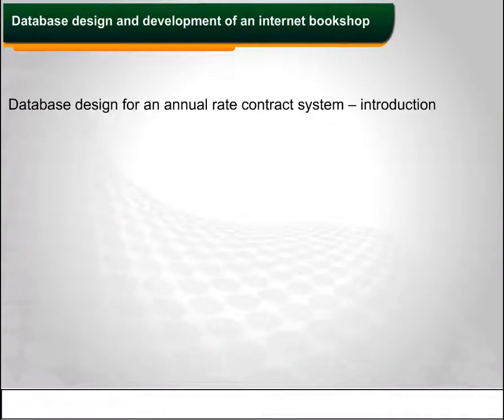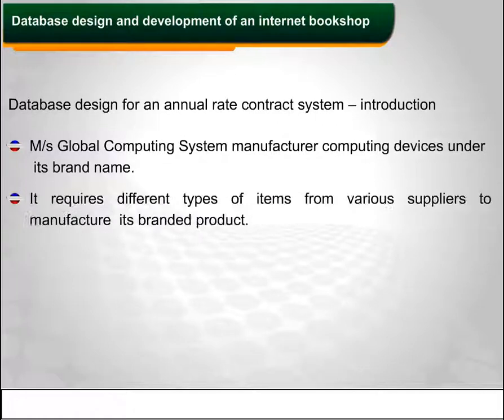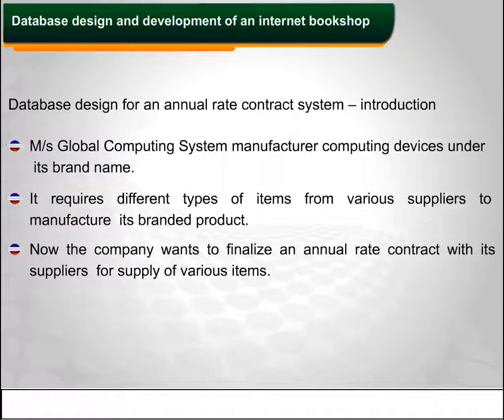Database design for an annual rate contract system. Introduction. Microsoft Global Computing System manufactures computing devices under its brand name. It requires different types of items from various suppliers to manufacture its branded product. Now, the company wants to finalize an annual rate contract with its suppliers for the supply of various items.